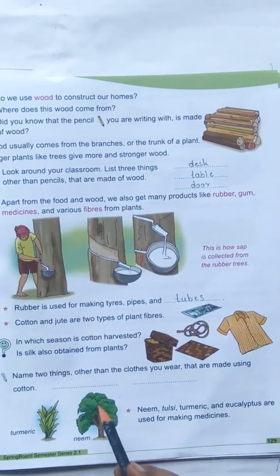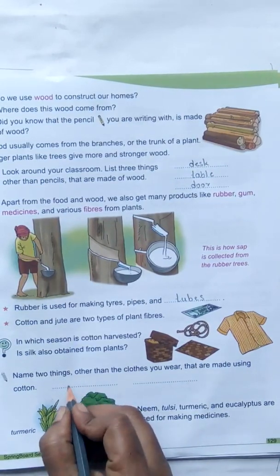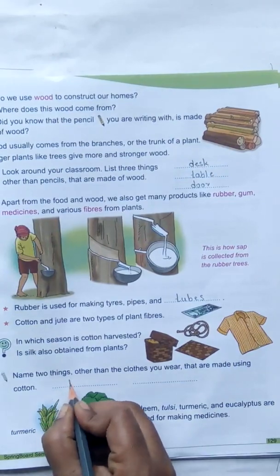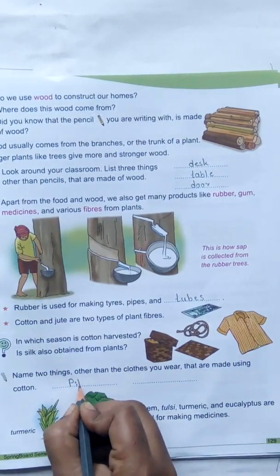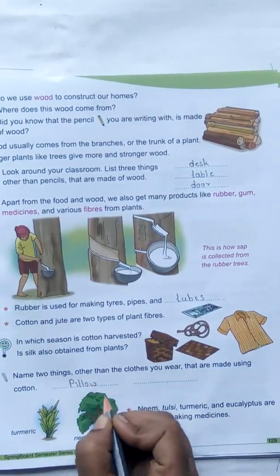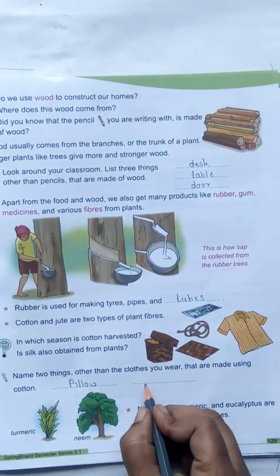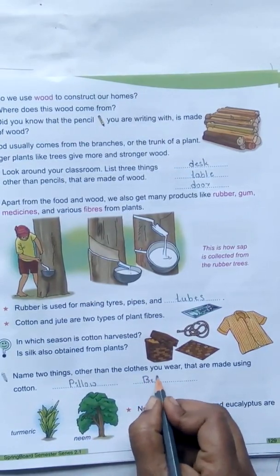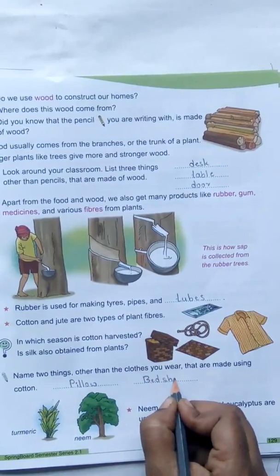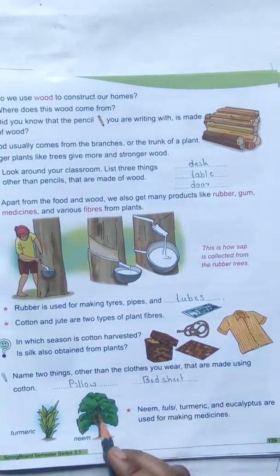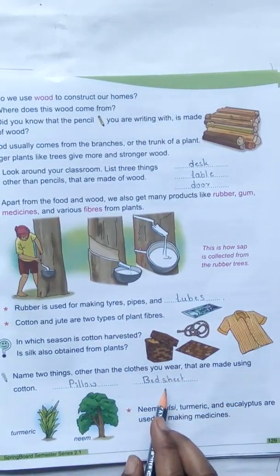Okay, next. Name two things other than the clothes you wear that are made using cotton. First one, pillow. Next, bed sheet. These are made using cotton.